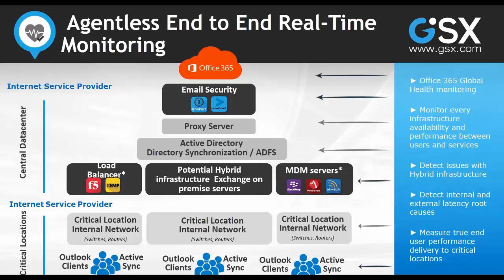So every location will have some direct impact of what client they're using, what is the local network performance in that location, and what different layers they go through. They might go through some MDM solutions, through some load balancers. Maybe you also have some on-premise messaging servers.